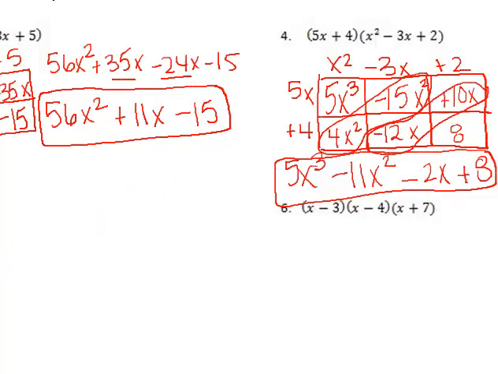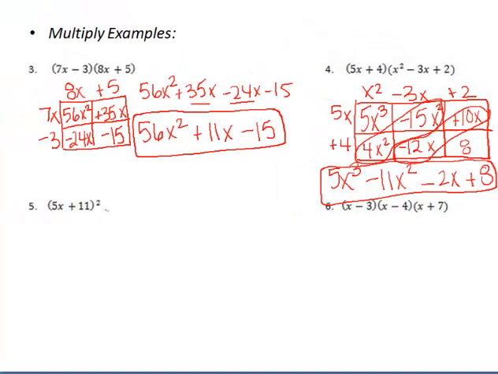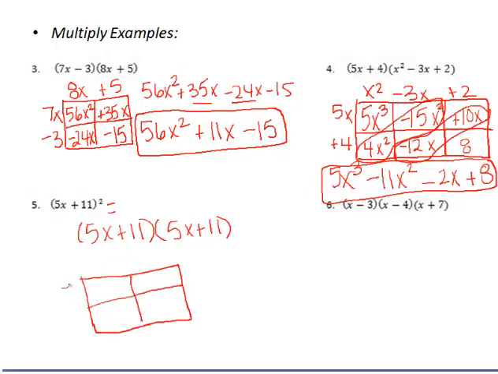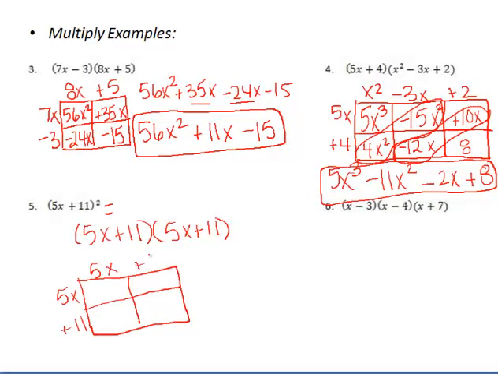Okay, number 5, it's a little bit different because we have a binomial squared. So what I want you to keep in mind whenever you have a binomial squared is that just means that binomial, 5x plus 11, is going to get multiplied by itself twice. So it's 5x plus 11 times 5x plus 11. Okay, so we can go ahead and make our box. It's kind of a crooked box, isn't it? And then on the left side I have 5x plus 11, and on the top 5x plus 11. Now you guys go ahead and multiply this together, and when you're ready to check your answer, press play again.